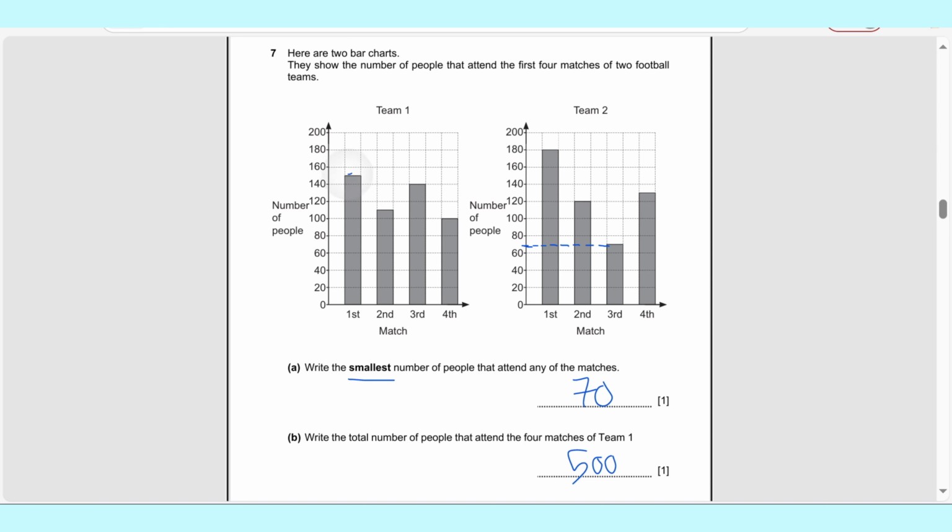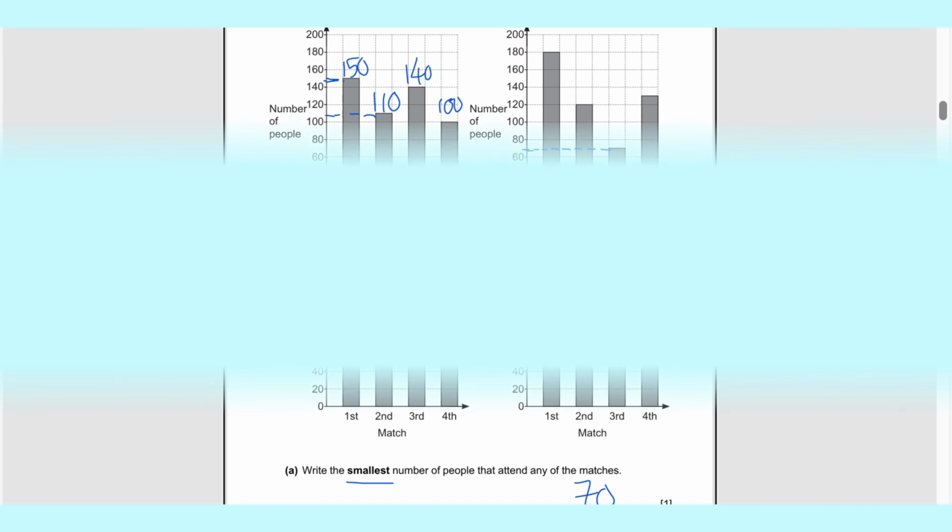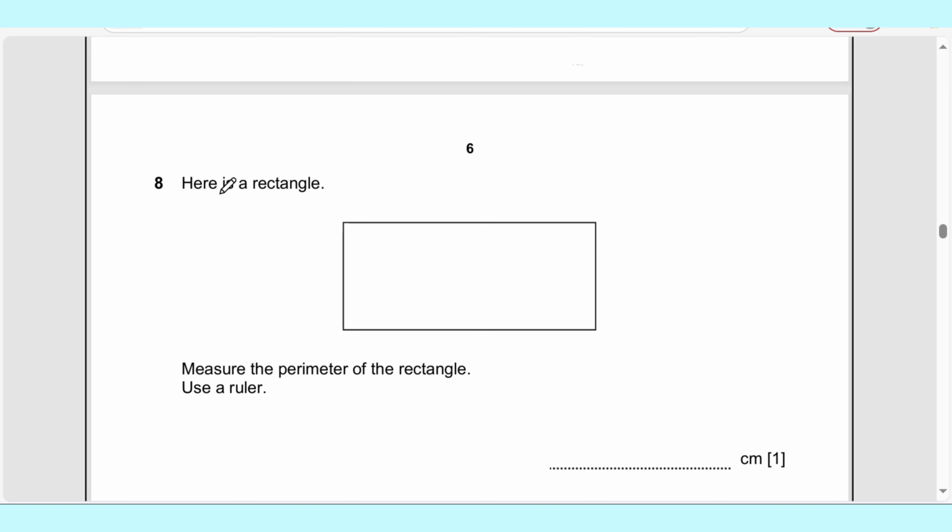So we just have to get the value of first match, that is 150, which is between 140 and 160. Second match is 110, which is between 100 and 120. Third match is pointing to 140, and fourth match is 100. So we add up all 150 plus 110 plus 140 plus 100, so it totals up to 500. That's the answer. Alright, for this question number 8, here's a rectangle.